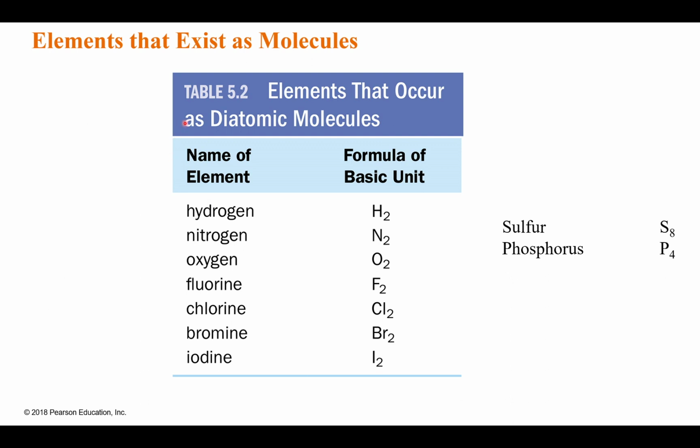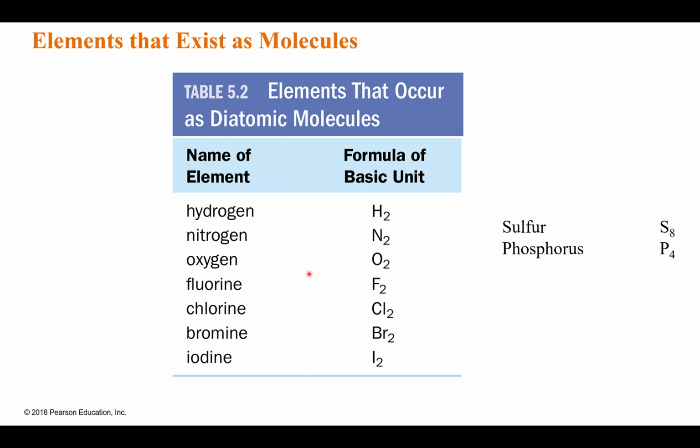And there are 7 diatomic molecules that we require you to know. So anytime you write this in a chemical equation, you're going to write them as such. That would be hydrogen as H2, nitrogen as N2, oxygen as O2, fluorine F2, Cl2, Br2, and I2. You should memorize those as they exist like that in nature.